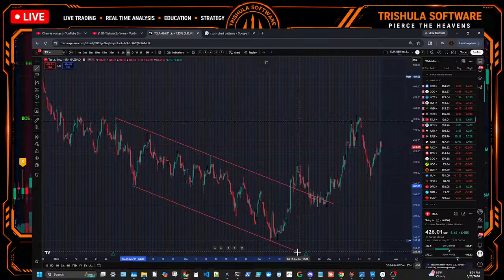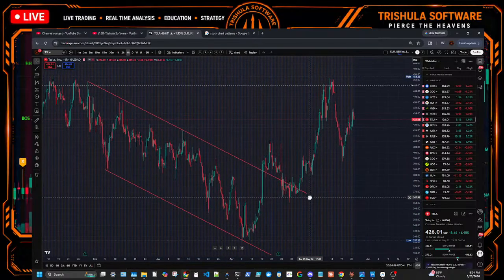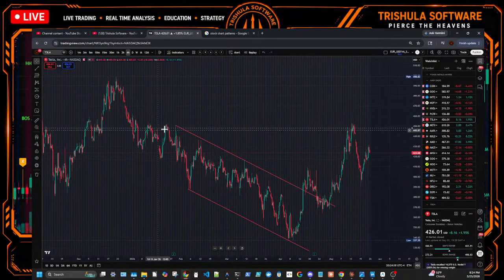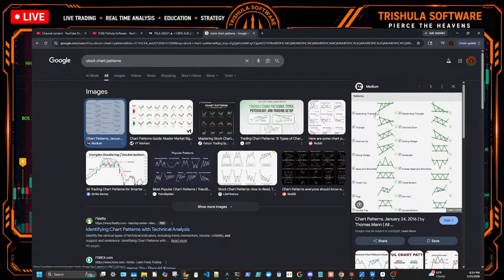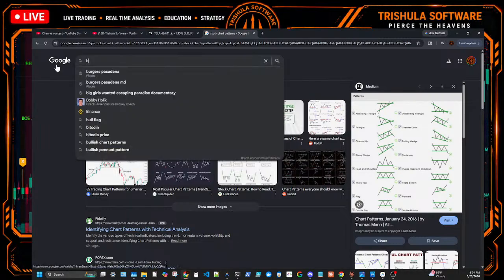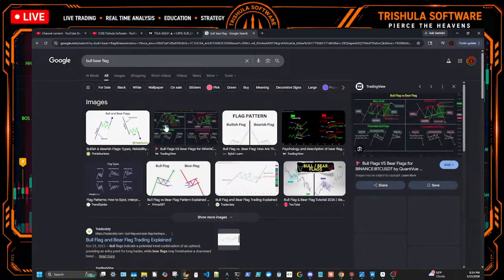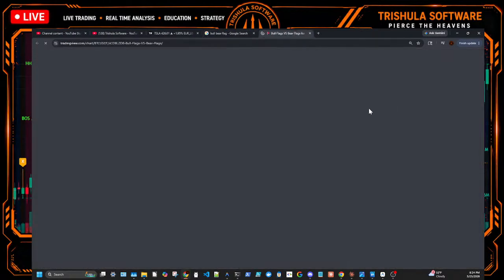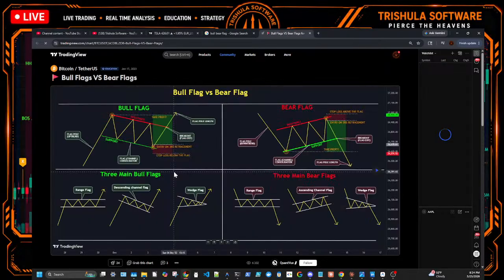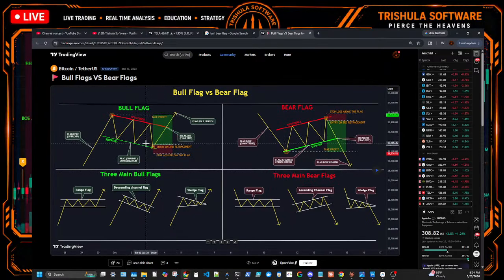You know, wolf waves and stuff like that. Guess what? That's a big old bear flag. And just in case, boom. Bull flags versus bear flags.